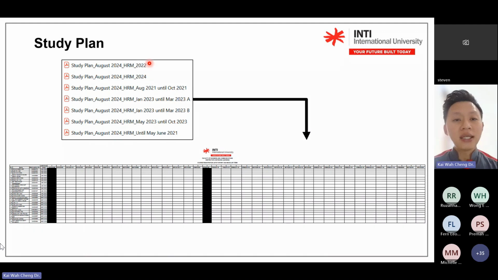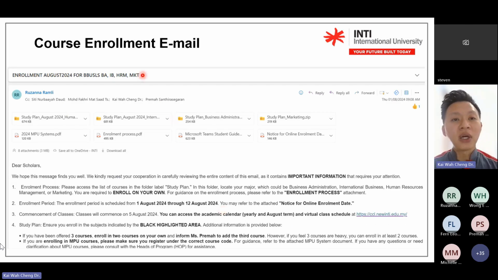Let's say you click the year 2024 button, because you enrolled in 2024, and then you will see something like this. You check where your name is, and then check which boxes are already blackened in the document. The blackened boxes show you the new courses you need to register for in the upcoming modular terms. So this is how we read the study plan from the course enrollment email.